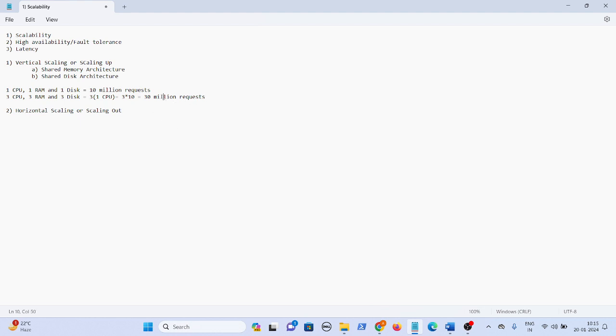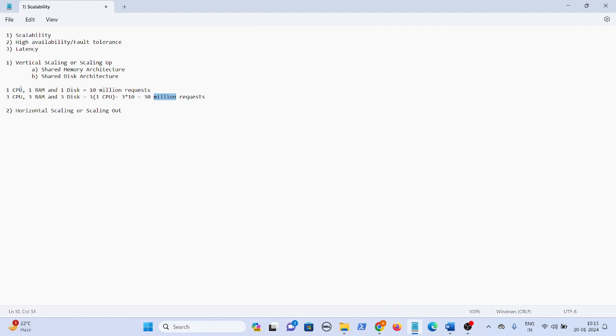But in the real world, a machine with 3 CPUs doesn't handle 30 million requests, because we have put 3 CPUs, 3 RAMs and 3 disks on a single machine. You did not segregate the machines; on the same machine, you have added more power. So even when you add more power, let's say one of the CPUs is processing, the data that CPU requires might be present on a disk that is far from the CPU. There are a few limitations like this, due to which it cannot scale much.